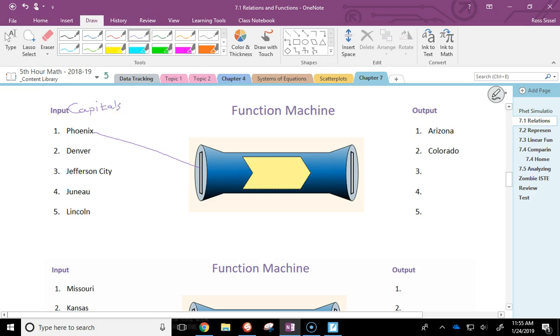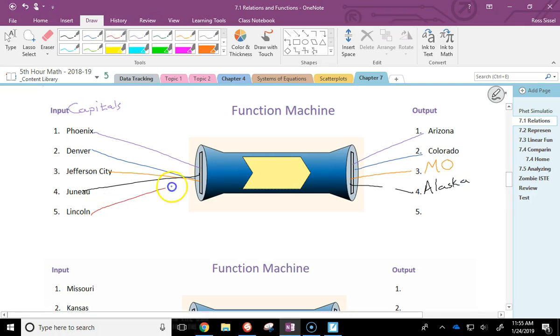Alright, so when we put in Phoenix, what comes out? Arizona. But how do you know that? Because Phoenix is the capital of Arizona. So if I put Denver in, Denver is the capital of. Do you know Jeff City is the capital of? Missouri. Juneau is the capital of Alaska.